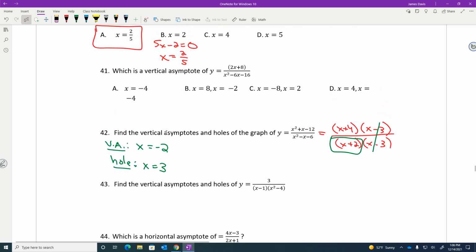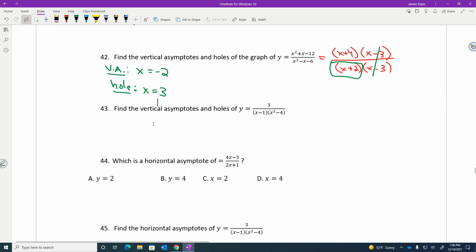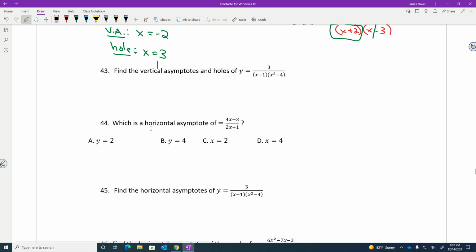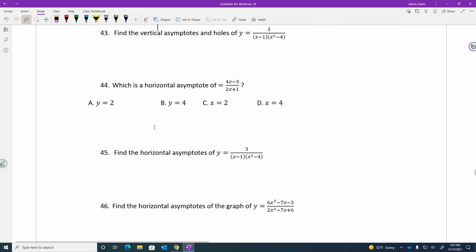And you can do 41 and 43 on your own. I'll have the answers tomorrow. You can check them out. And then we'll move on to horizontal asymptotes.